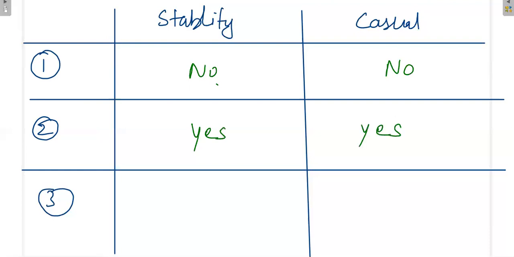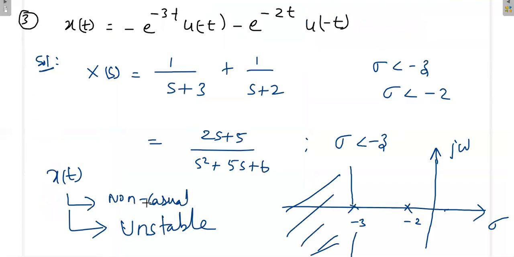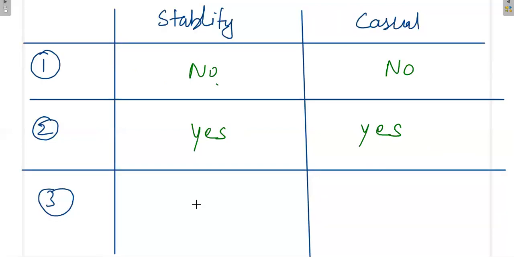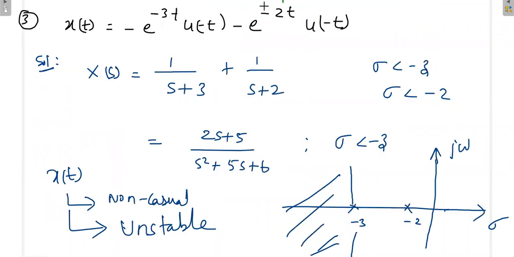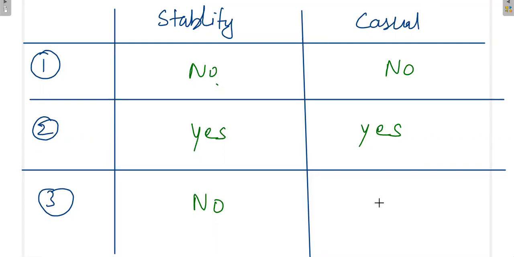What is the third? The third one is non-causal and also unstable. If you see that second system, it is both stable and also causal.